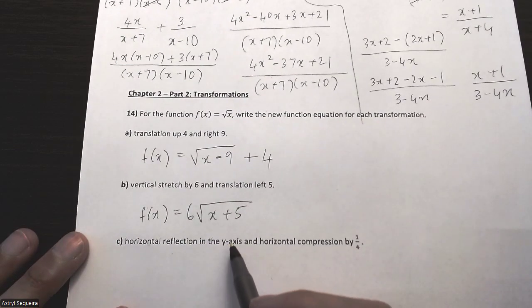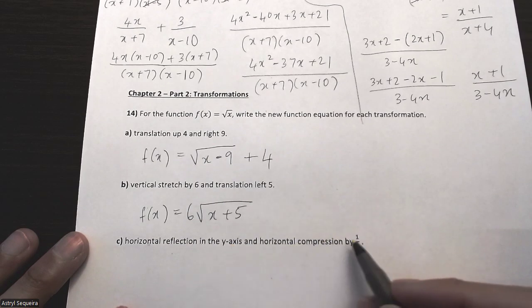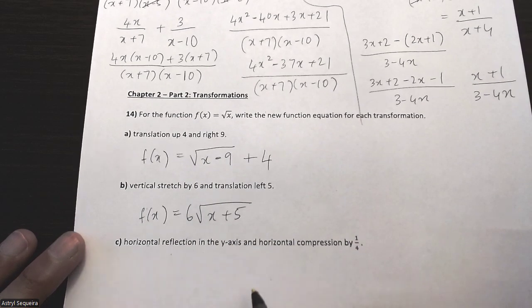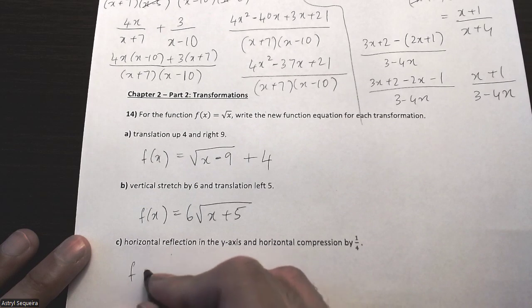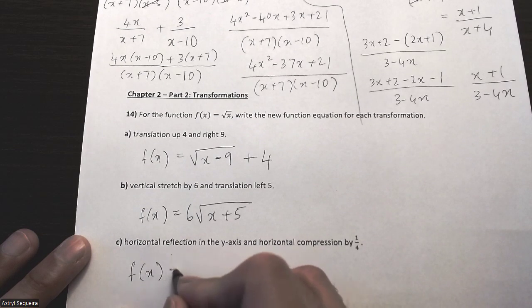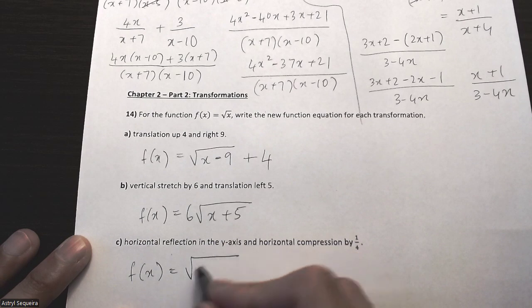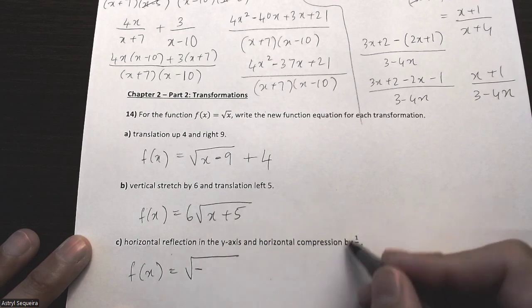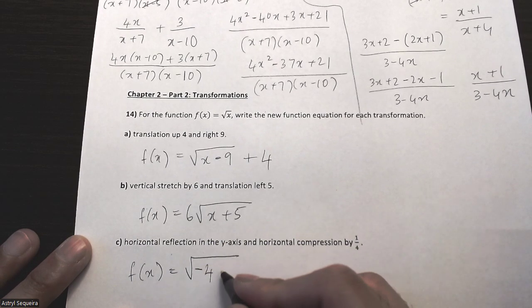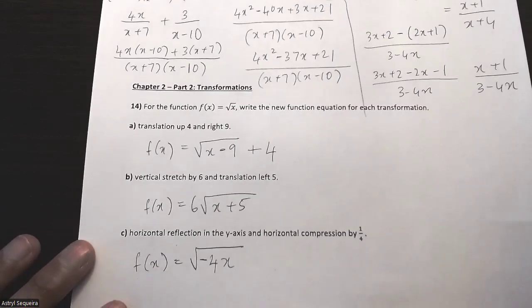Horizontal reflection means a negative inside the square root. Horizontal compression is again inside. So remember, stretches and compressions are flipped upside down. So I'm going to go square root, negative for the reflection. The compression, I'm going to flip that. So negative 4x.